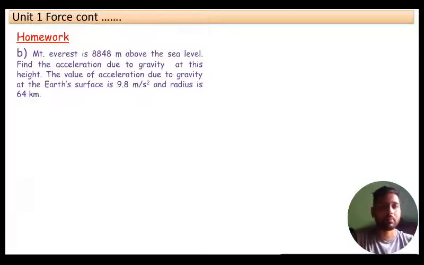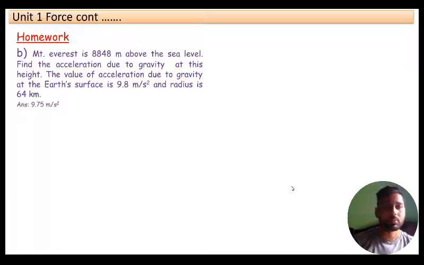Question, listen once again. Mount Everest is 8,848 meters above the sea level. Find the acceleration due to gravity at this height. The value of acceleration due to gravity at the Earth's surface is 9.8 meters per second square. Its answer is 9.75 meters per second square.